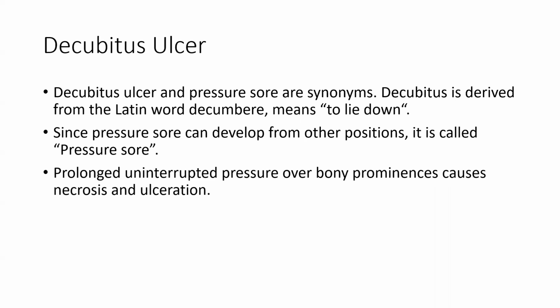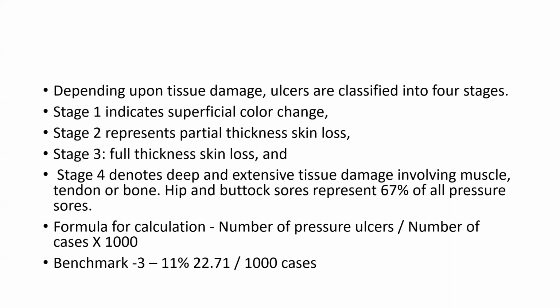Then decubitus ulcer. Decubitus ulcer or pressure sores are synonymous. Decubitus is derived from the Latin word decumbere, meaning to lie down. Since the pressure sore can develop from other positions, it is called a pressure sore. Prolonged uninterrupted pressure over bony prominence causes necrosis and ulceration. Depending upon the tissue damage, the ulcers are classified into 4 stages.